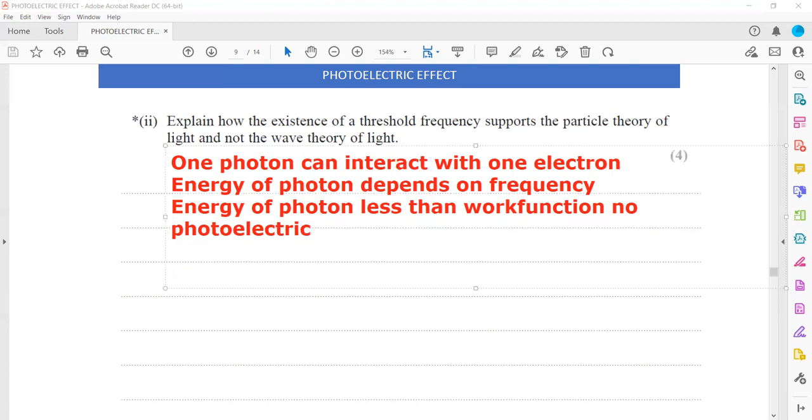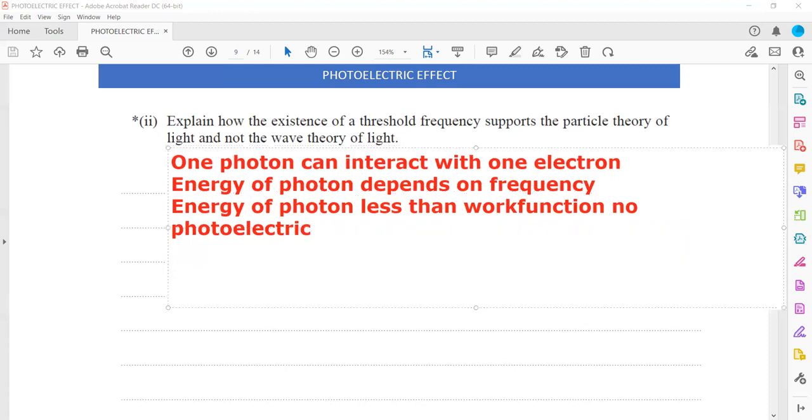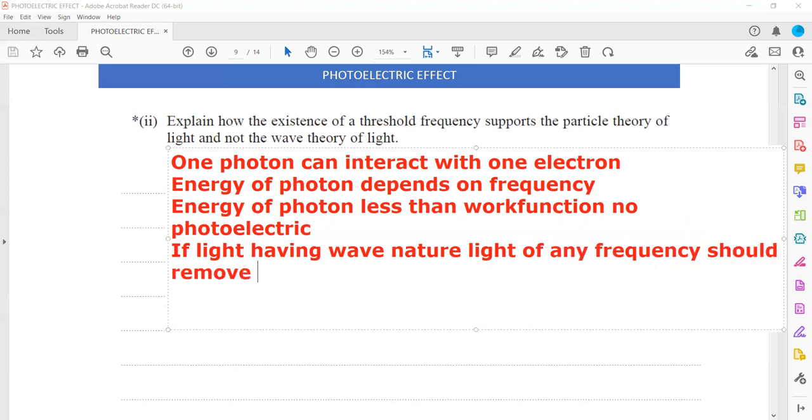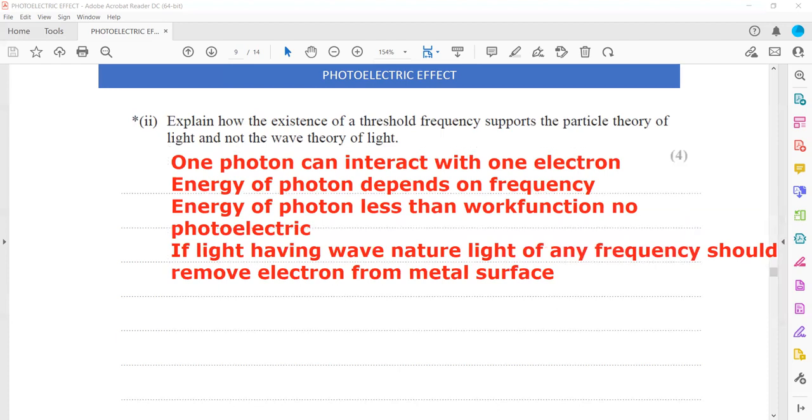But according to wave theory, if light had a wave nature, light of any frequency should remove the electron from the metal surface. So that's the main difference.